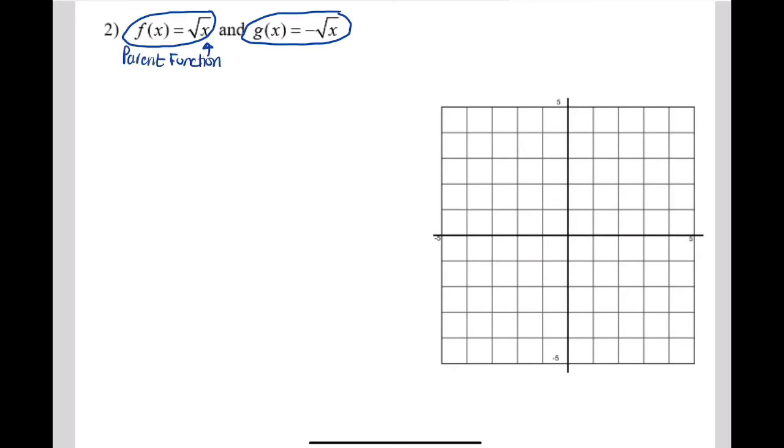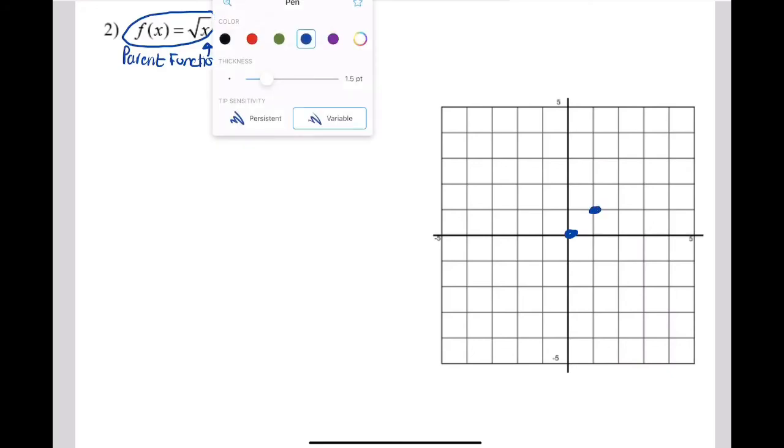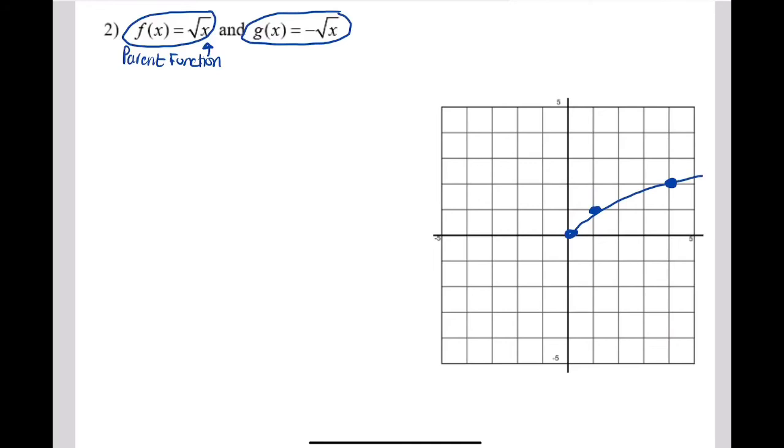Now remember, the parent function is just what it is. The parent function is going to be like this: (0, 0), square root of 1 is 1, square root of 4 is 2. So there's your parent function right there.